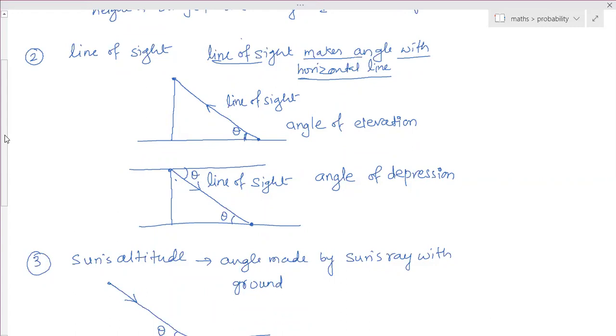Ma'am, yes. So can we say the angle made by the sun with the ground is called the angle of depression? Angle of depression is where you draw the horizontal line at the sun. Ma'am, it can't be called elevation, right? That's the reason it is called the sun's altitude. Yes, ma'am. Okay, ma'am.